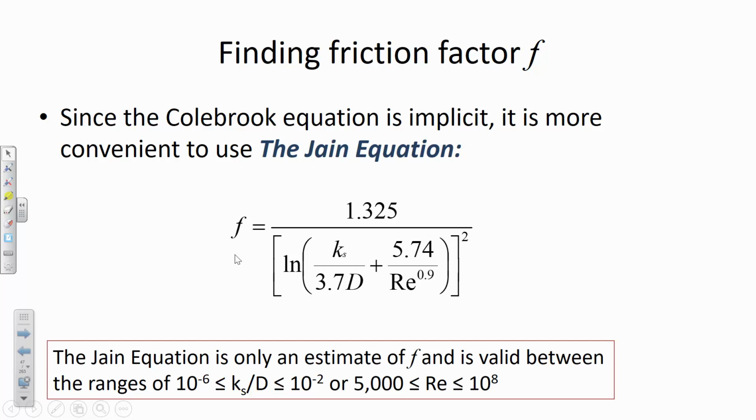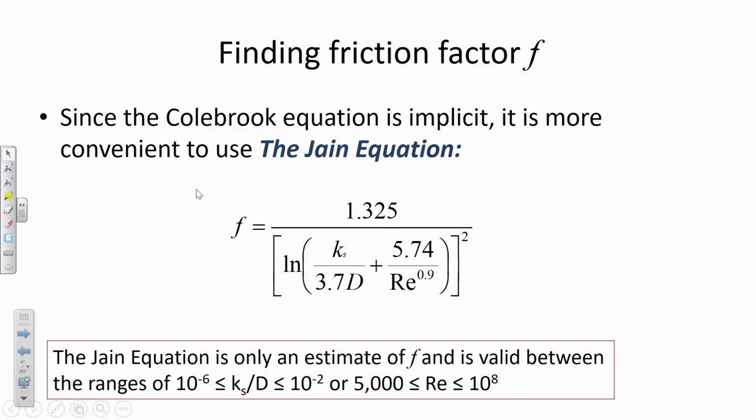But if you really want to save time, what you can do is use an explicit equation rather than the implicit equation of Colebrook. The Jain equation is an approximation of the Colebrook equation that's only valid over a narrower range of conditions. If the k sub s to d ratio is between 10 to the minus 6 and 10 to the minus 2, or a Reynolds number between 5,000 and 10 to the 8th, then you can use the Jain equation.